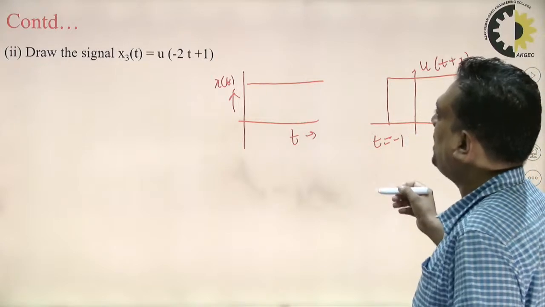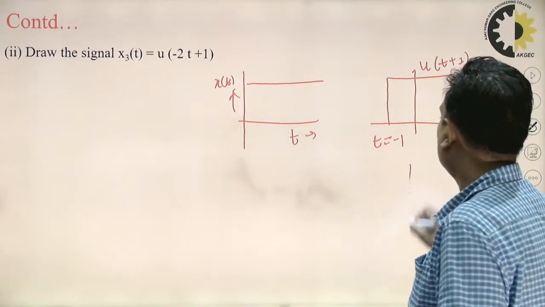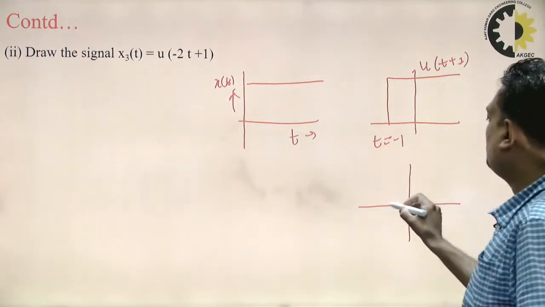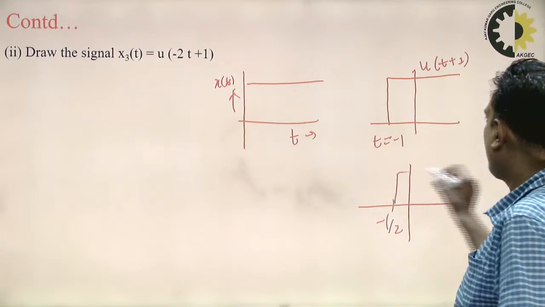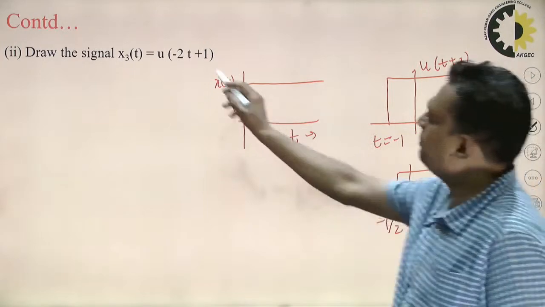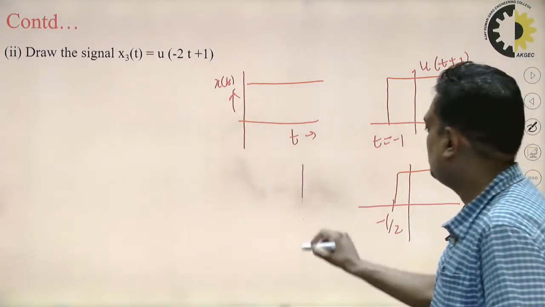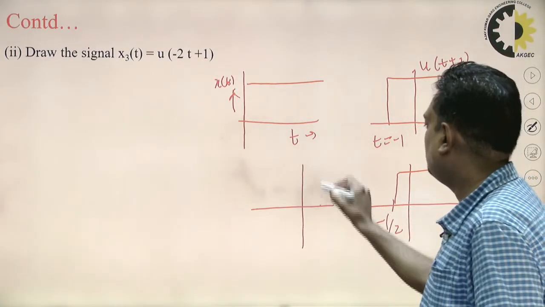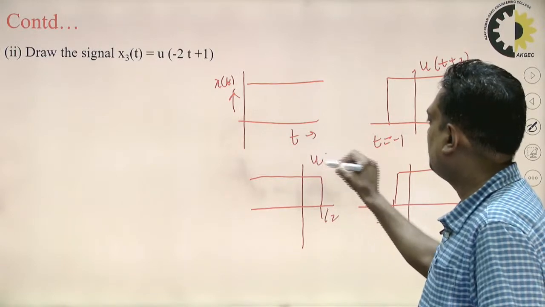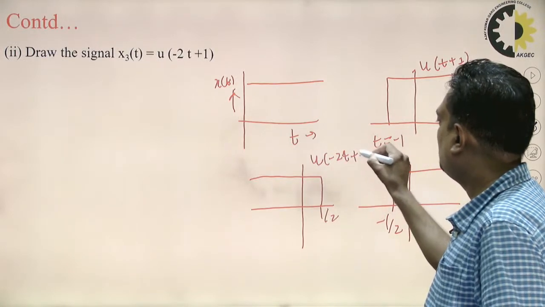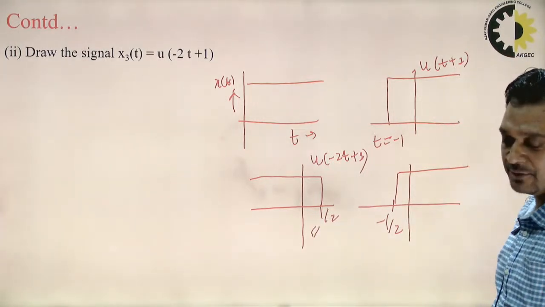Then we will do the scaling, u(2t). So with 2t, this value will now become -1/2. And now we will do the reflection. Reflection means that because of this minus t we will flip this function. So this is u(-2t+1). This is basically the final signal that we have drawn.